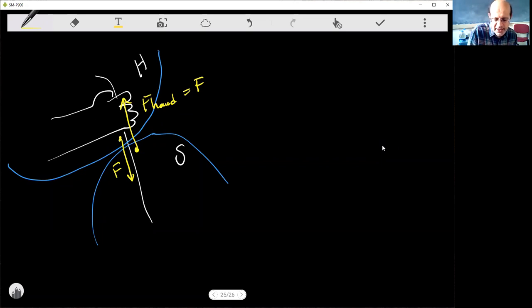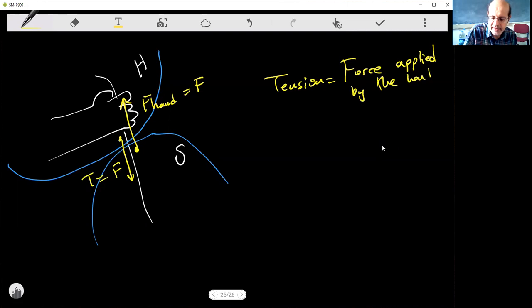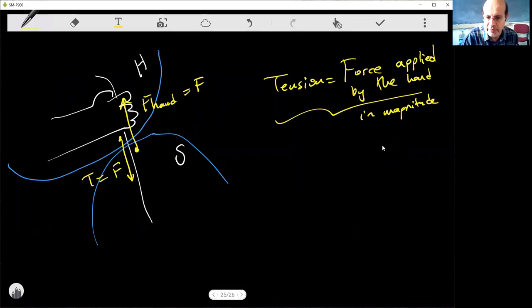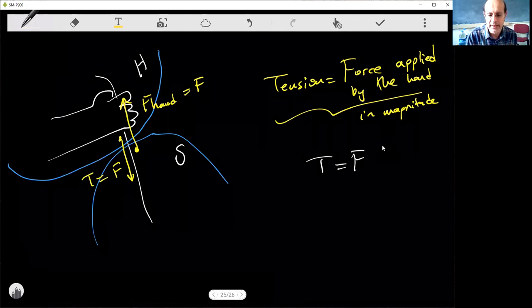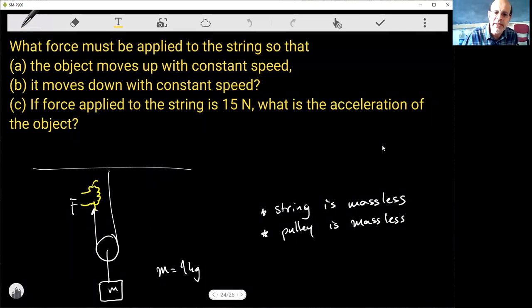I can also think of it as the force applied by the string on the part of the string that remains in the hand part. So this is equal to the tension. That means the tension is equal to the force applied by the hand, in magnitude, because in direction, of course, they are opposite. This is basically Newton's third law. But in magnitude, the tension is the same as the force applied by the hand. That clarifies this. Whenever I say I'm pulling the string with a force of 15 newtons, I'm essentially saying that this is the amount of the tension in the string.